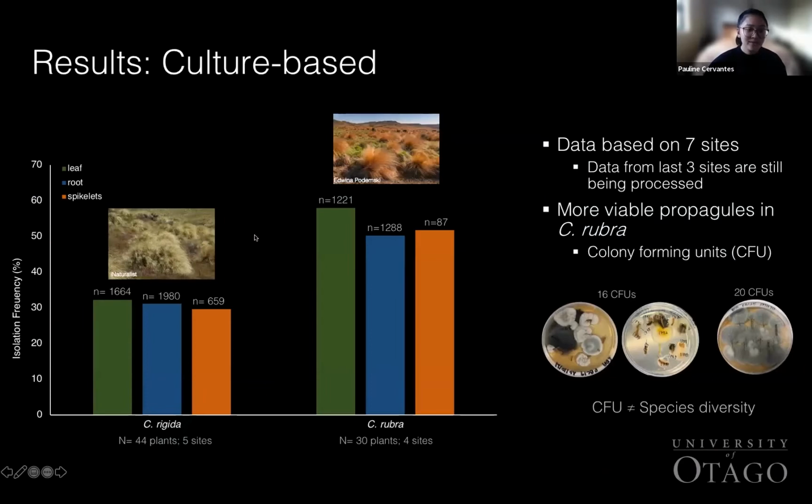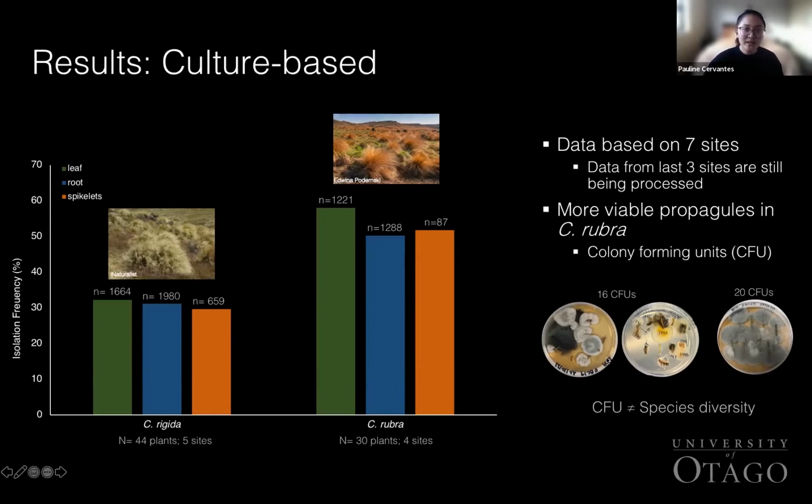So what this figure shows is the percentage of fungal colonies that have emerged relative to the number of total tissue segments for both Kainakloa rigida and Kainakloa rubra. So there appears to be more viable fungal propagules in Kainakloa rubra. However, this does not necessarily reflect species diversity, because when we look at this particular example here, once again, 16 CFUs can represent 16 different species, whereas if you look here, 20 CFUs only actually represents 1 species.